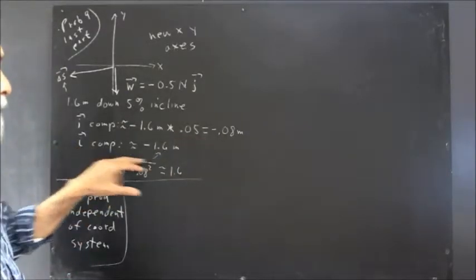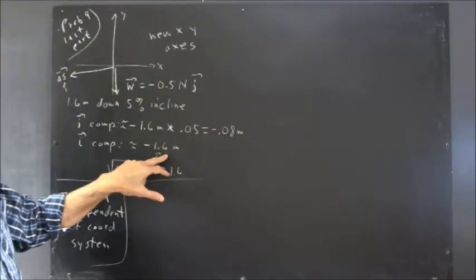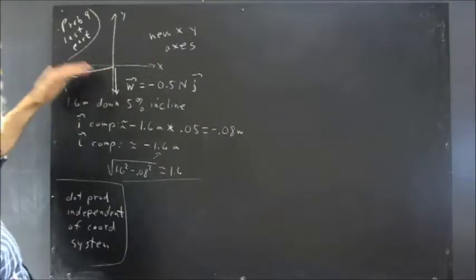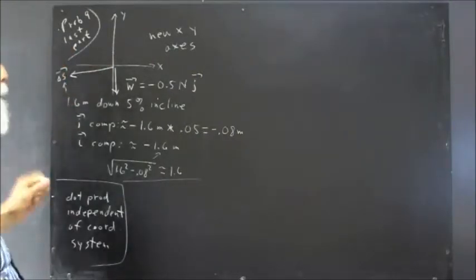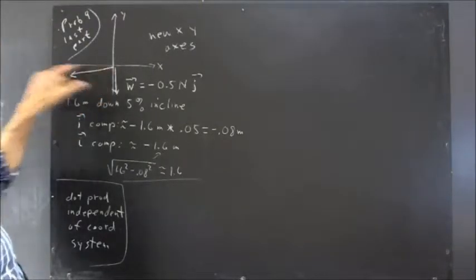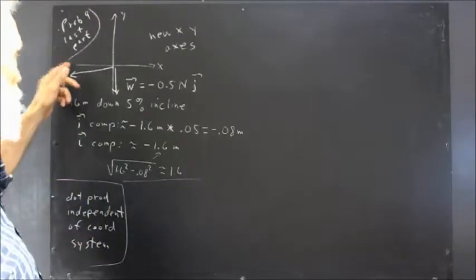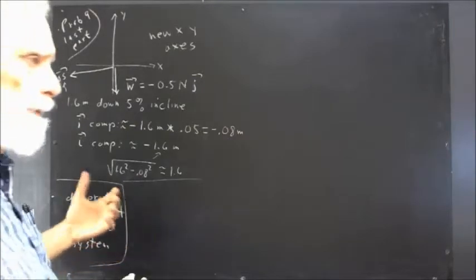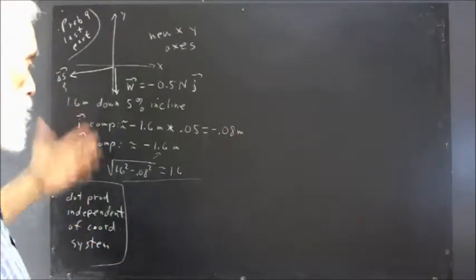The I component is just about negative 1.6 meters. That's pretty obvious. Going at a 5% incline, it's even shallower than what I've got here. It's a very shallow angle. The magnitude of the vector and the magnitude of its x component are going to be practically identical. The x component will be just a little less than the magnitude, but it's just going to be a fraction of a percent less. Okay, and you can verify that also.